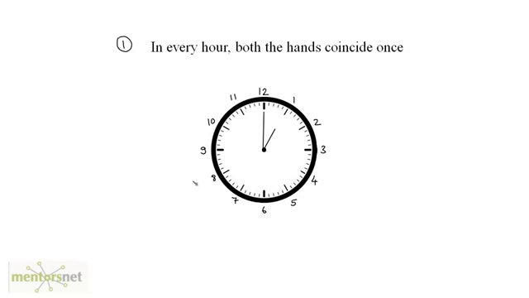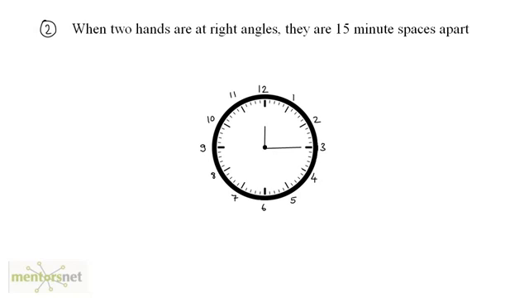Let us look at the first point. In every hour, both the hands coincide once. 1 hour means 60 minutes, and in 60 minutes, the minute hand will complete one full revolution, right? And when it completes one full revolution, it overlaps the hour hand, the short hand. That's what this point says: the minute hand overlaps the hour hand once in every hour.